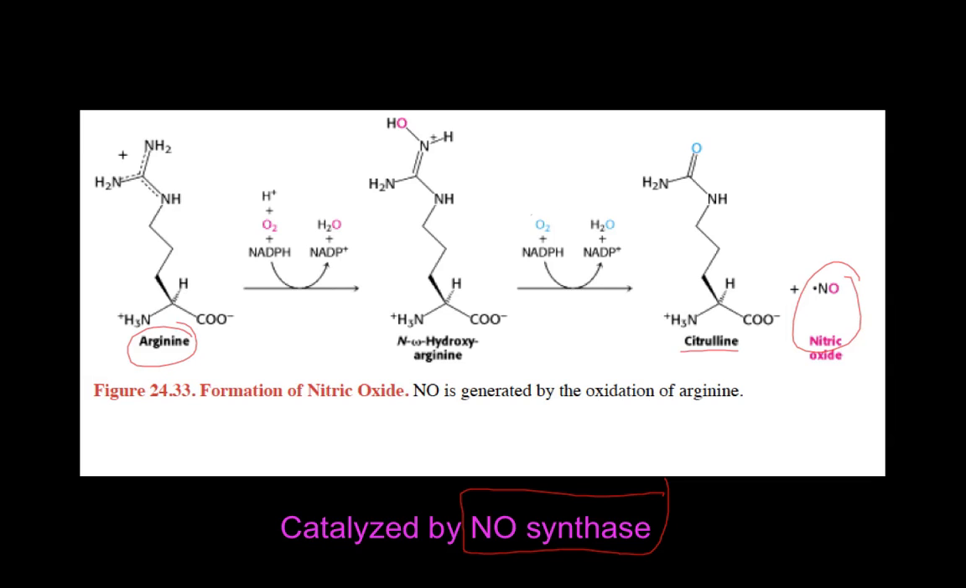Alright, now some other things here to note. You will need 2 molecules of oxygen to make citrulline, as well as 2 molecules of NADH, and that will produce 2 molecules of water as the products. Okay, and let's note that the enzyme is nitric oxide synthase. So this is one of the times where biochemistry has been very kind to us with the naming of the enzyme. So again, the enzyme that synthesizes nitric oxide is called nitric oxide synthase. You can't get easier than that.